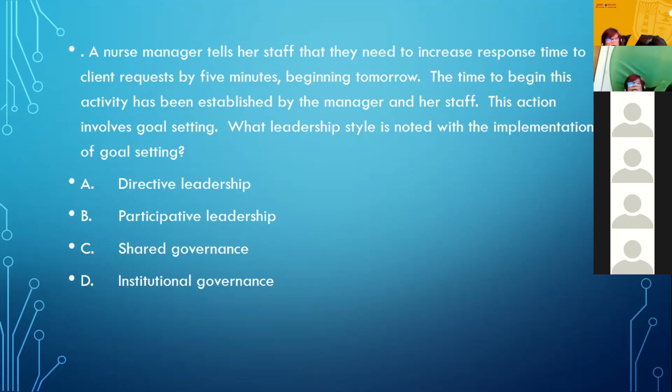So remember that I would say directive. Directive leadership is going to be like your autocratic type of leadership. Participative is going to be democratic, sort of. I'm pretty sure it's not shared governance or institutional governance. It's going to be about the organization. I'm going to say directive.